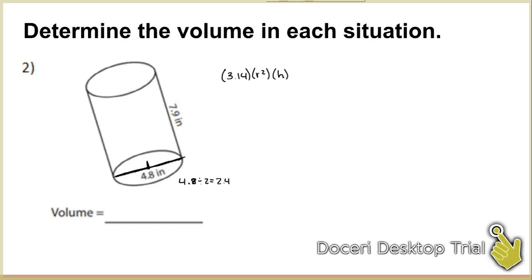So when we sub this in, we have 3 and 14 hundredths, which represents pi, times 2 and 4/10 squared, times our height, which we were given as 7 and 9/10. From there, we just multiply this out. When we multiply it out, we get our volume as 142 and 9/10 inches cubed for our answer.